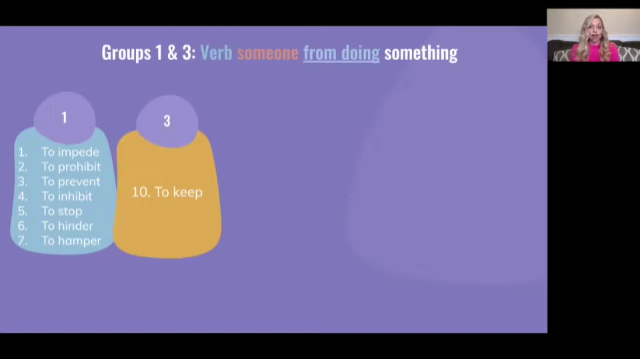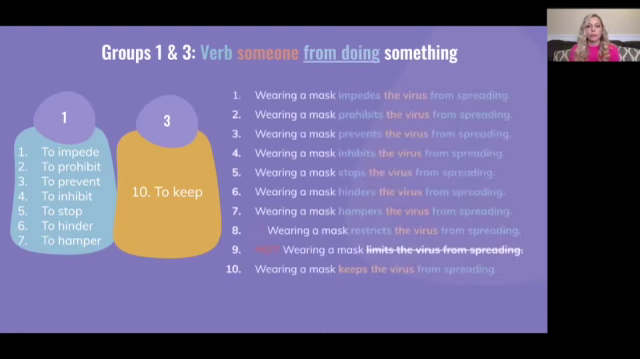Now your second grammatical option will be used with groups 1 and 3. So you might use this, and you're probably very familiar with it, to keep someone from doing something. So verb someone from doing something. So let's take a look at some examples. Wearing a mask impedes the virus from spreading, or wearing a mask prohibits the virus from spreading. Wearing a mask prevents the virus from spreading. Inhibits, stops, hinders, hampers, and then we get to restricts, and I'll talk about that in a second.